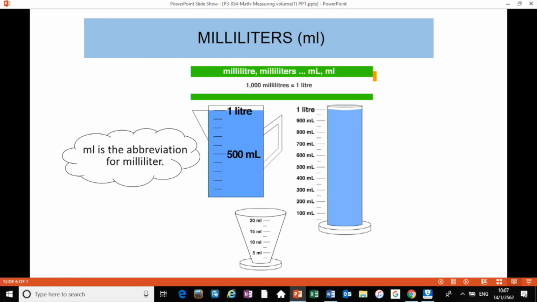So what does ml abbreviate? Milliliters. How many millilitres in 1 litre? 1,000 milliliters. Yes. So if you see 1 litre, how many millilitres? 1,000 milliliters. Excellent. And 500 millilitres equals half a litre, because half of 1,000 is 500. So we say 500 millilitres is half a litre.